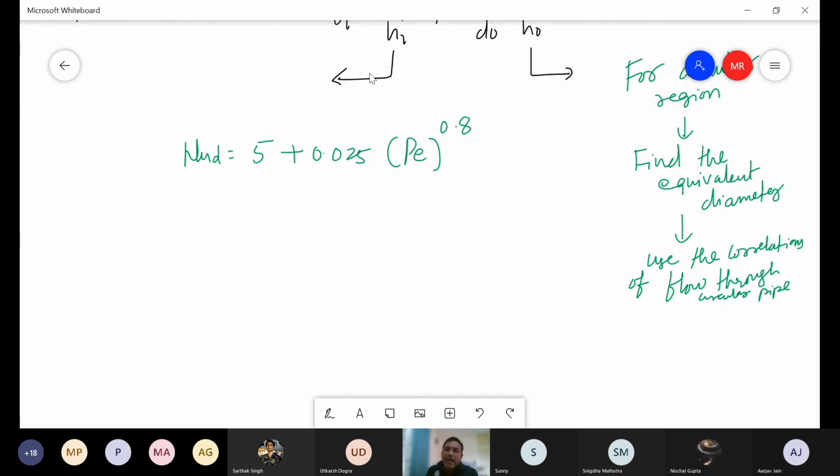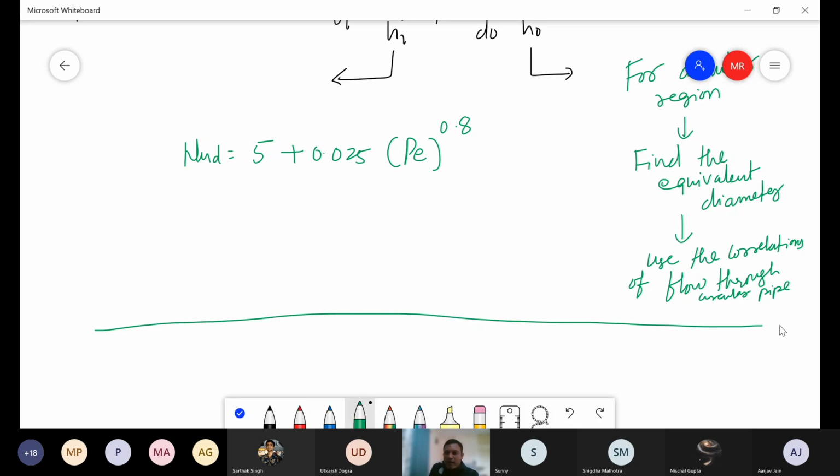So HI I can directly find out using the correlation. For HI there is no problem because mercury is flowing through a circular pipe, so there is no need of finding the equivalent diameter. But water is flowing through an annular region, and an annular region is not a circular region. So first we have to find out the equivalent diameter for the annular region, and then use the corresponding correlations to find out H naught. So at least the background is clear to everyone, what we are trying to do and why. Make sense or not?